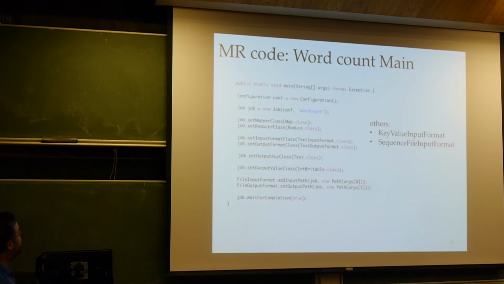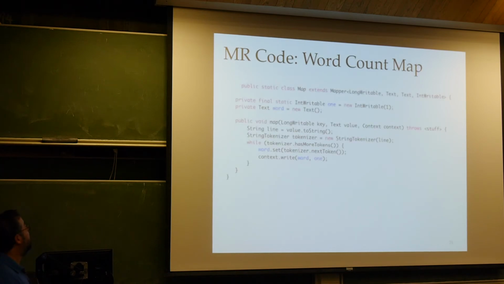So let's drill in a little. Are people clear about this? Make sense? Questions? So I'm going to drill into what the mapper and reducer would look like.